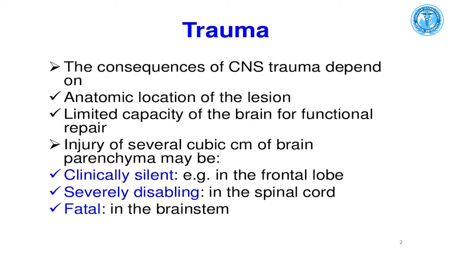The consequences of CNS trauma depend on the anatomic location of the lesion and the limited capacity of the brain for functional repair. Injury of several cubic centimeters of brain parenchyma may be clinically silent if it takes a frontal lobe, severely disabling in the spinal cord, and can be fatal in the brainstem.